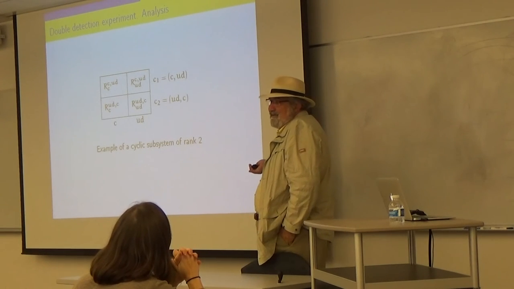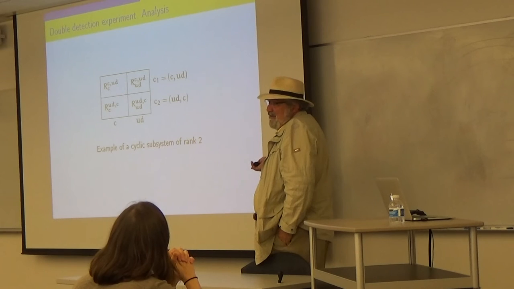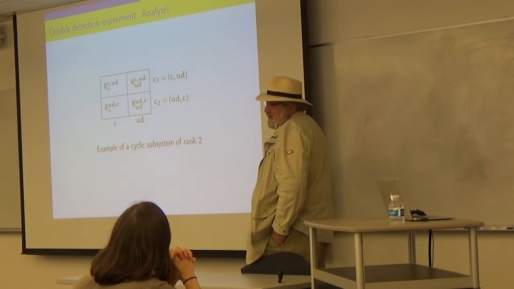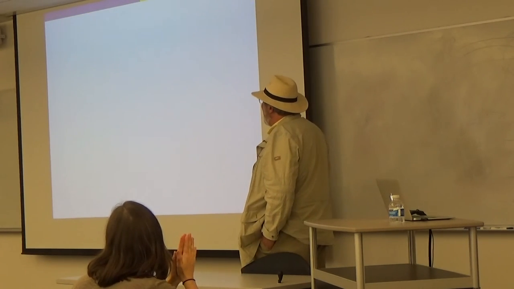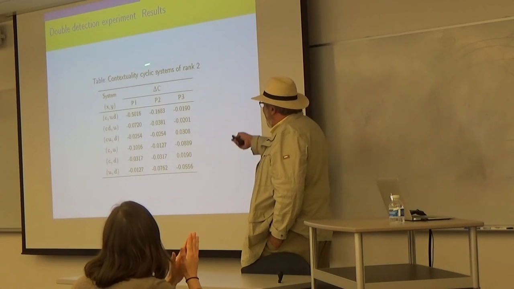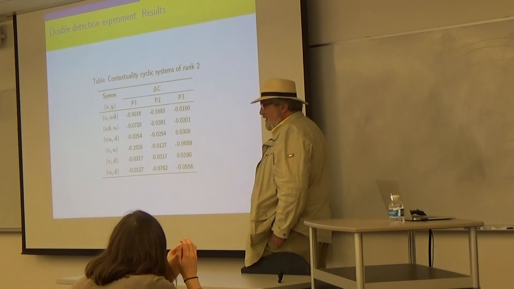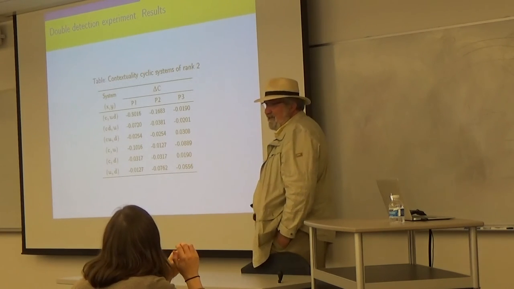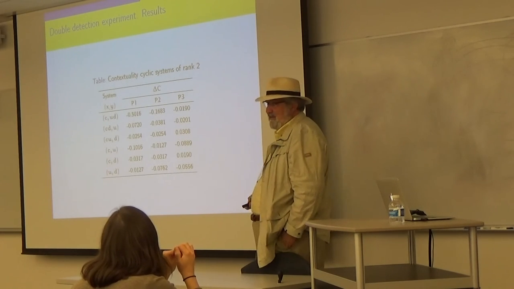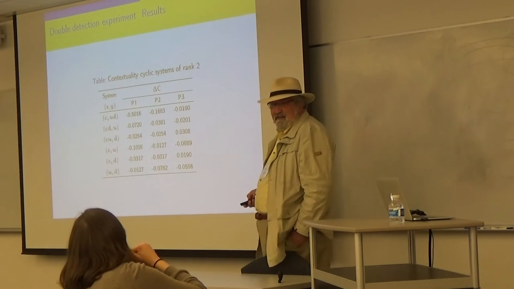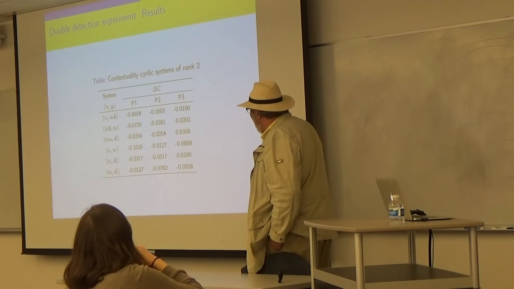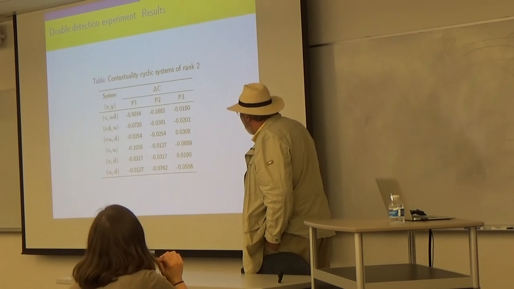Again, it may exhibit contextuality, may not exhibit contextuality. So we look at it, and here are the results. All the numbers are negative again. There is no contextuality here either. There are some positive numbers. Two positive numbers. Very small ones.